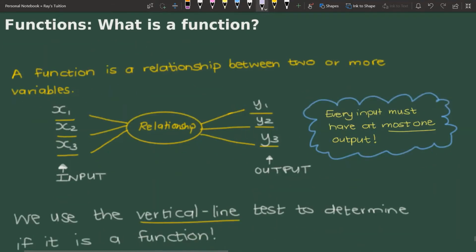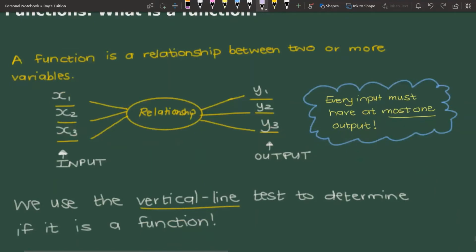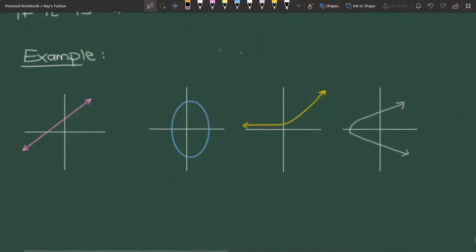So to find out if something is a function, we can use the vertical line test. What that requires is running a vertical line through our relationship and seeing how many times it cuts. If it cuts only once the entire time, then we have that it is a function, and if at any stage it cuts more than once, then it is not a function. Let us have a look at an example.